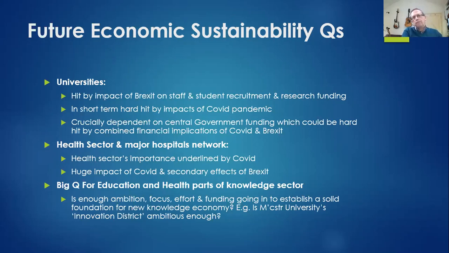First of all, universities, they have demonstrated some vulnerability. They've been hit by the impact of Brexit on staff and student recruitment and research funding. In the short term, they're quite hard hit by the impacts of the COVID pandemic on the student population in particular. They're crucially dependent on central government funding, which in turn could be affected by the financial implications of COVID and Brexit.